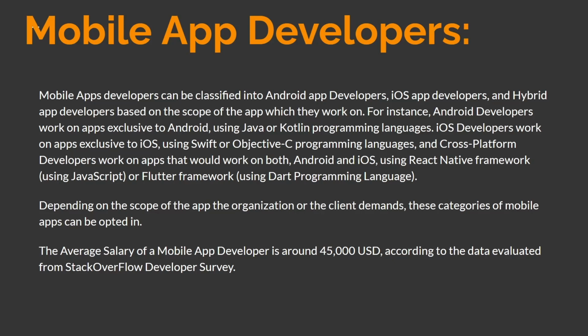Okay, the average salary of a mobile app developer is around 45k US dollars according to the data from the Stack Overflow Developer Survey. This is comparatively low as compared to front-end developers, back-end developers and full-stack web developers, but still it is currently at the peak of its demand, because nowadays every business wants us to make mobile apps for them and make their user experience pretty good.